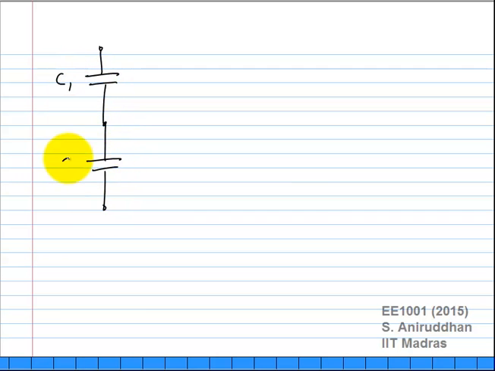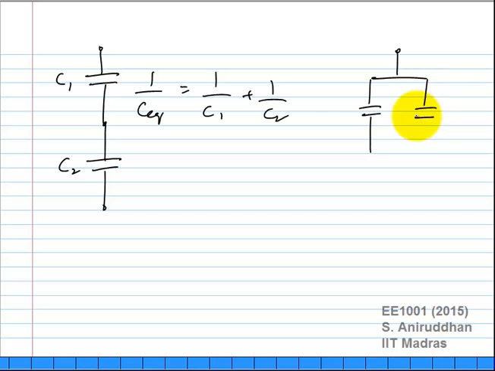I have two capacitances in series. What is the equivalent capacitance? In the case of the capacitance, it's slightly different. 1 by C equivalent is 1 over C1 plus 1 over C2 for a series connection. And for a parallel connection, it is the sum of the capacitances. Note that just for the capacitance alone, it's slightly different.